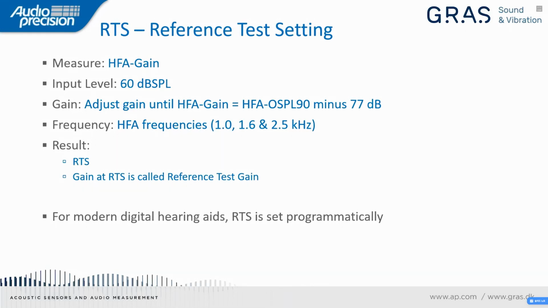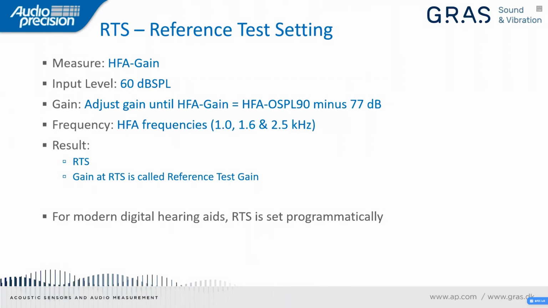Now, the result here is called the RTS, or the reference test setting, and the gain at RTS is called the reference test gain. Now, for analog hearing aids, this level is found iteratively. You turn on the sound pressure level, you measure the HFA gain, and you adjust the volume control until you achieve the reference test gain. For modern digital hearing aids, the RTS can be set programmatically. So during the tests of a digital hearing aid, you would have a programmer connected, and you would just send commands to the hearing aid over the control interface.